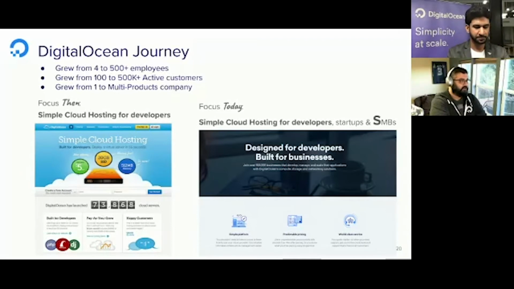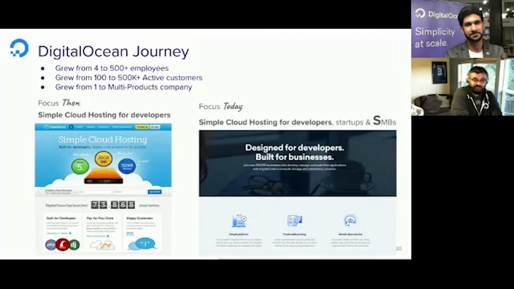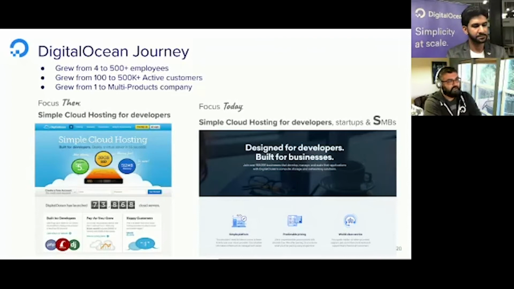So that's where the company started, with a very sharp focus on solving cloud computing and hosting for developers. Obviously, the company grew from 100 to the 500,000-plus customers that we have today, and we're really thankful for that. And as we made progress, the focus still remained the same, right? I was fortunate to get this screenshot of our homepage that we had back in 2012, 2013, and this is what we have today to your right.